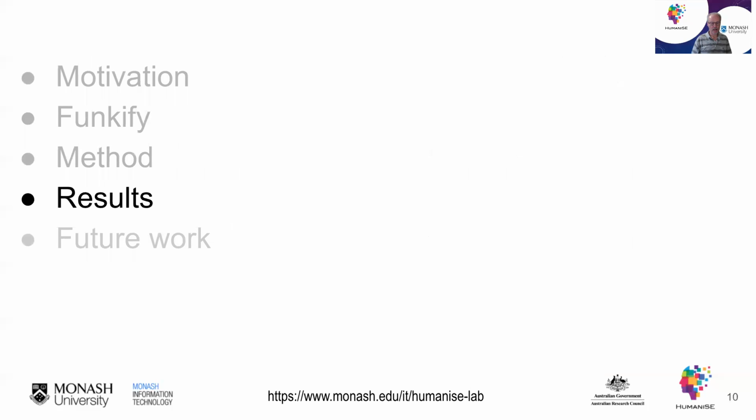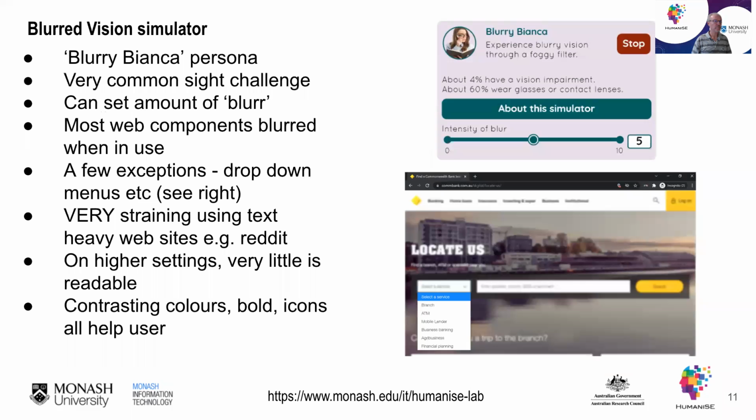So I'll give you a few examples from our evaluation experiences. First of all, Blurry Bianca. This is a blurred vision simulator, essentially what they call a foggy filter. You can see an example there of the Commonwealth Bank app where someone is trying to find a particular service. You can get a sense of the blurredness. The intensity of the blurredness can be changed.